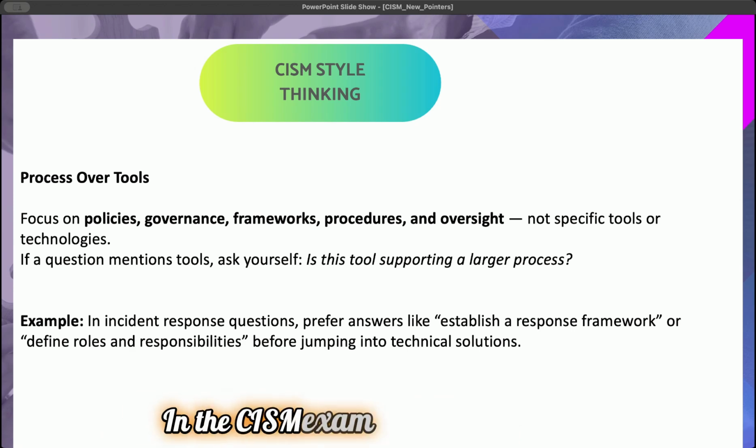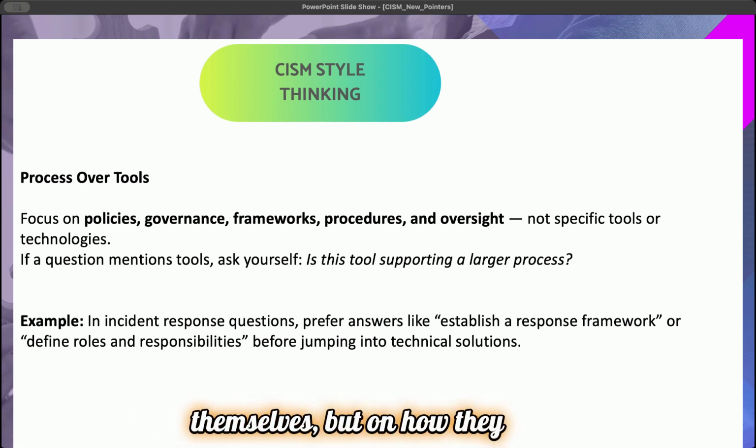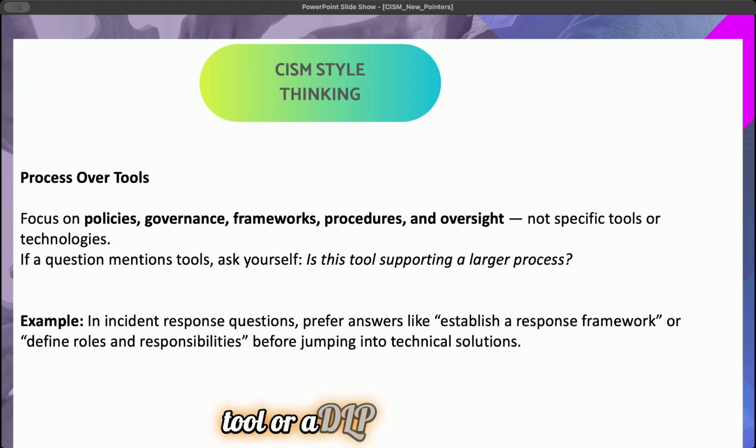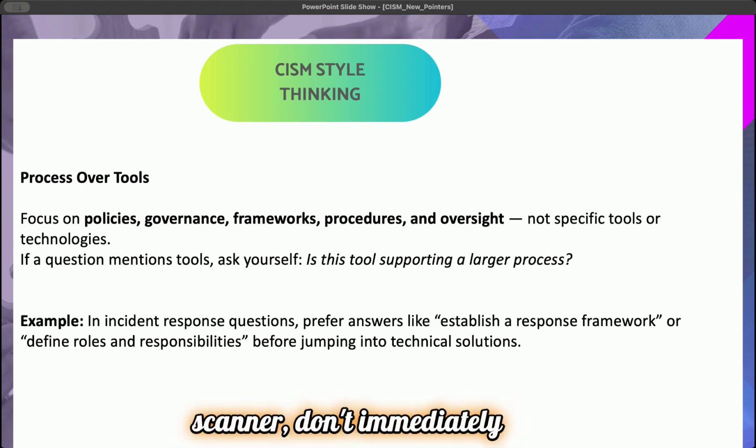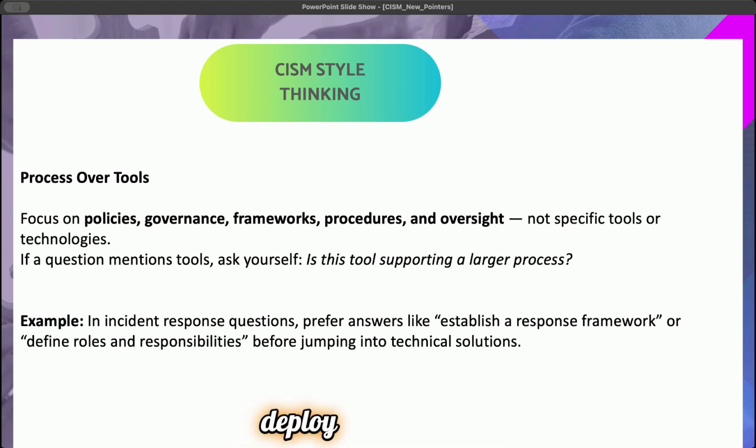In the CISM exam and even real world governance roles, you are tested not on tools themselves but on how they fit into a broader security process, program, or governance structure. Tools are basically enablers, not solutions by themselves. So when a question mentions a tool like a SIEM, a DLP tool, a firewall, or a vulnerability scanner, don't immediately choose the answer that says deploy the tool.